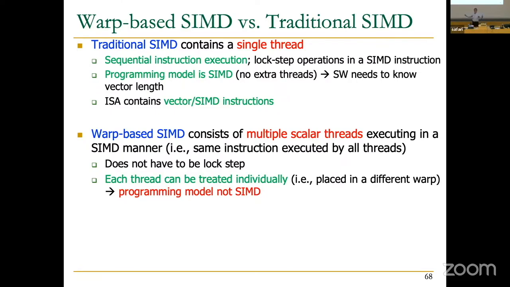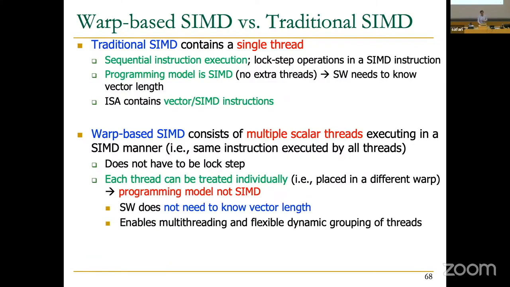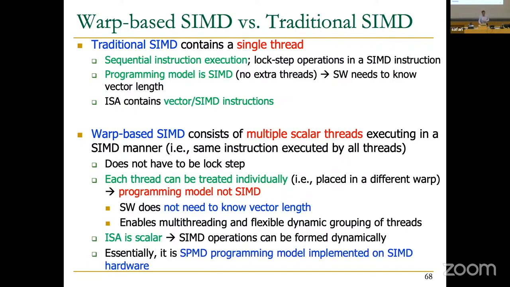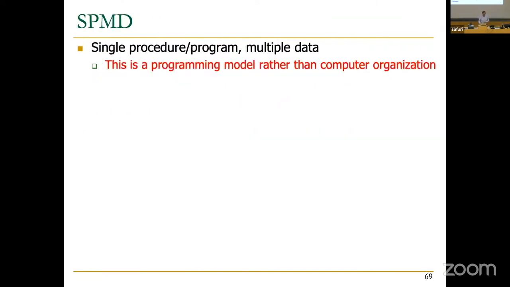SIMD is very strict. I'm doing a vector load on these 64 elements. Done. You cannot operate individually on each element unless you do masking, right? Here you can actually move the threads, as we will see soon. So software doesn't need to know the vector length, and this enables multi-threading and flexible dynamic grouping of threads. And also the ISA is scalar. SIMD operations can be formed dynamically. You don't need special instructions for vectors, essentially. As we've discussed earlier, this is the SPMD programming model implemented on SIMD hardware.